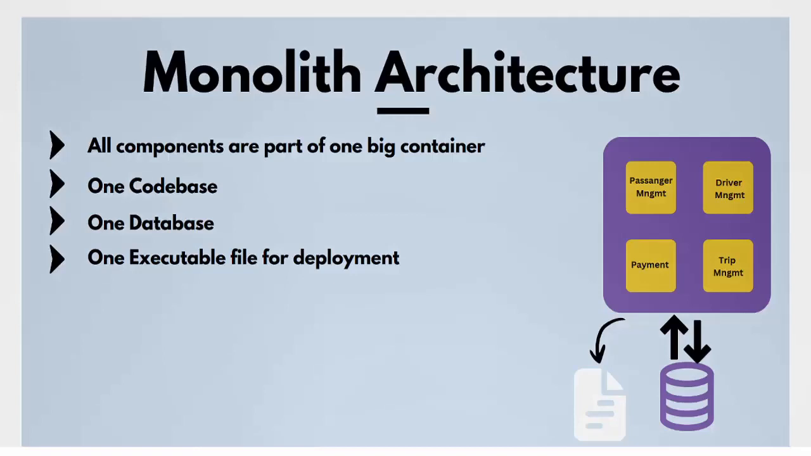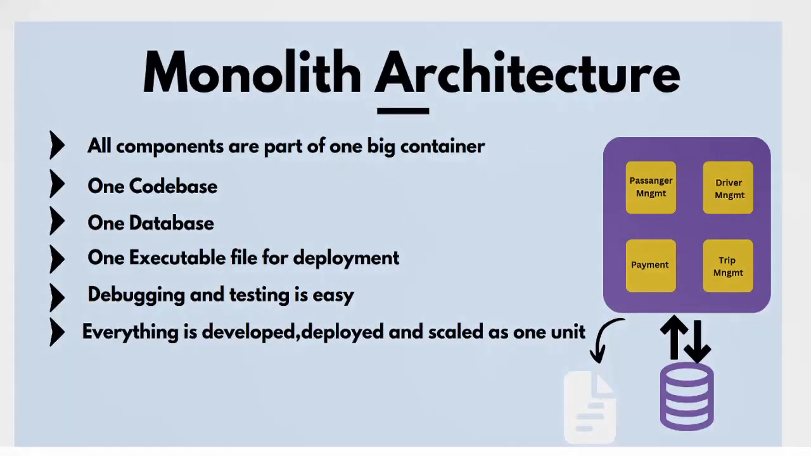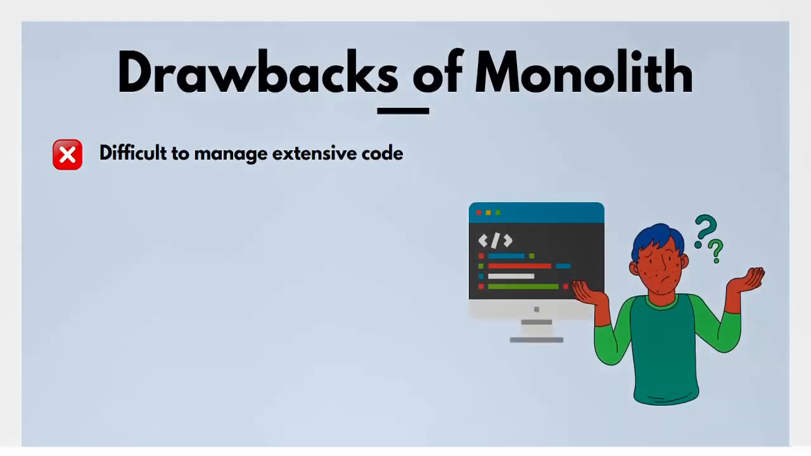Since a monolithic application is a single centralized unit, end to end testing can be performed faster than with a distributed application. Also, since everything is part of a single code base, it is easier for developers to debug. Everything is developed, deployed, and scaled as one unit. Monolithic applications can be effective until they grow too large, which leads to some challenges. All the application is part of one code base, so when the application grows, it becomes difficult for teams to understand and manage such an extensive code base.